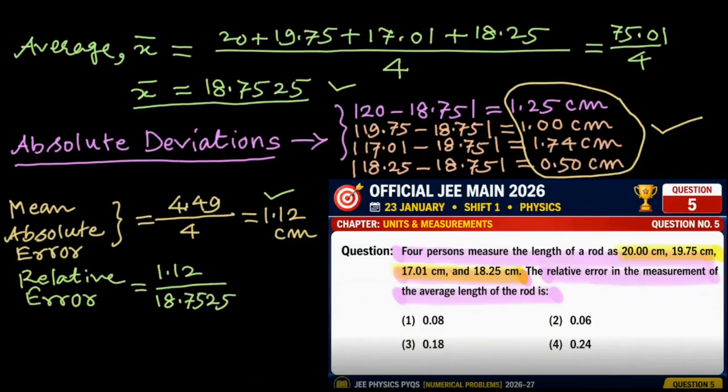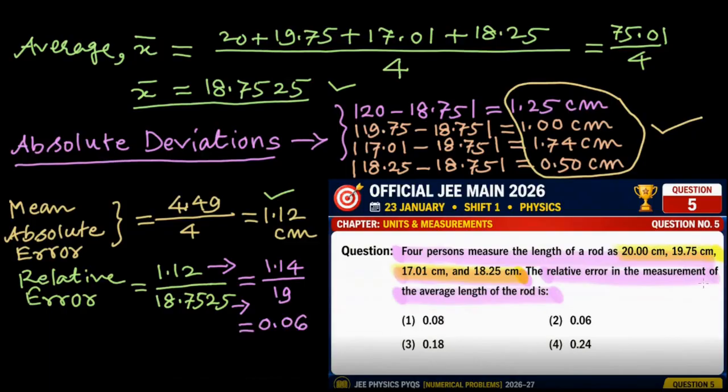18.7525. Students, now comes the part where many waste time doing long division. Let me show you a faster way. 1.12 is close to 1.14 upon 18.7525, which is close to 19. This will be 0.06 because 19 sixes are 114.